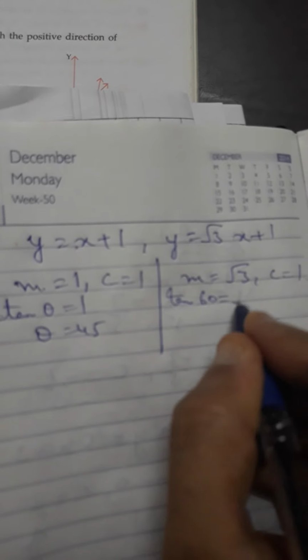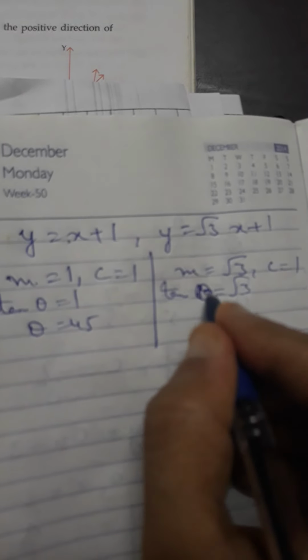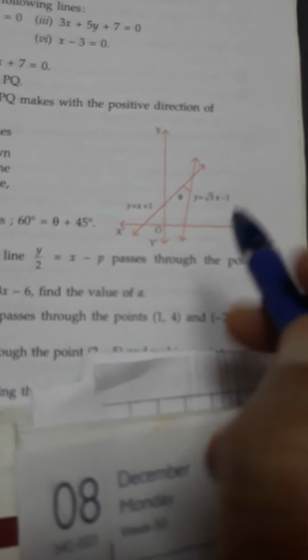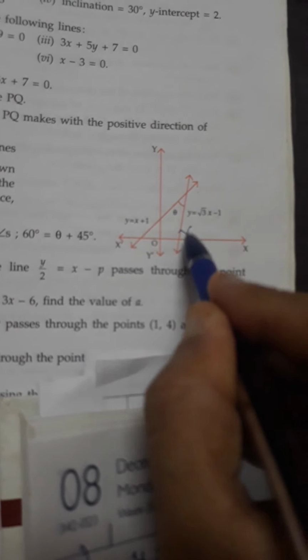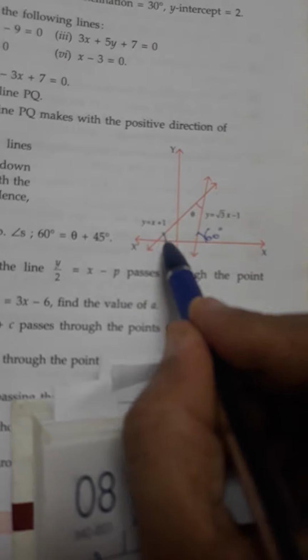If the slope is root 3, so tan 60 is root 3, tan theta is root 3, so theta is equal to 60. We can calculate. They say find the inclination. So that means this line is making an angle of 60 degrees. This line is making an angle of 45 degrees.